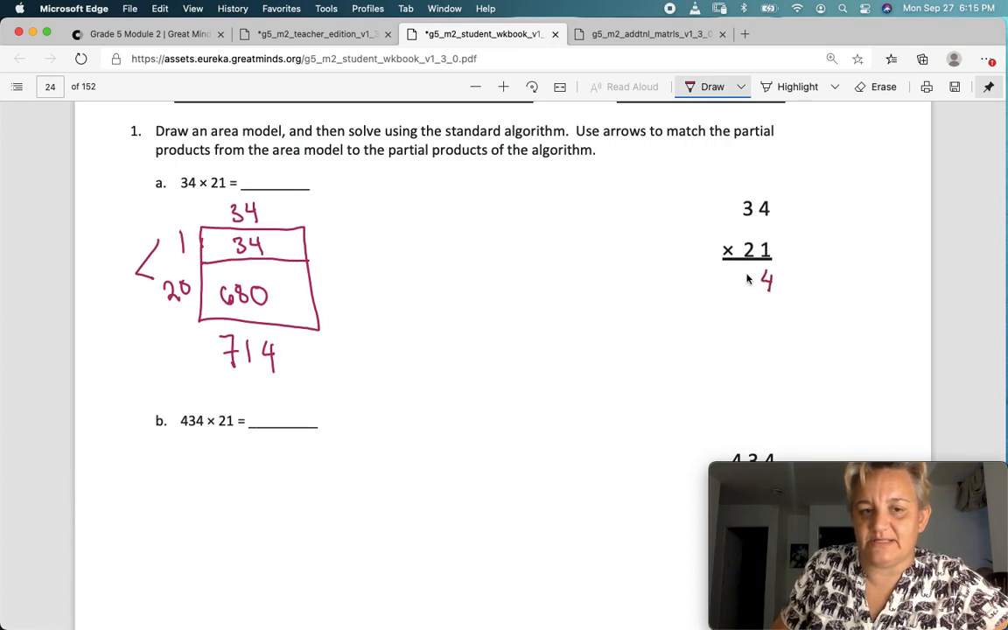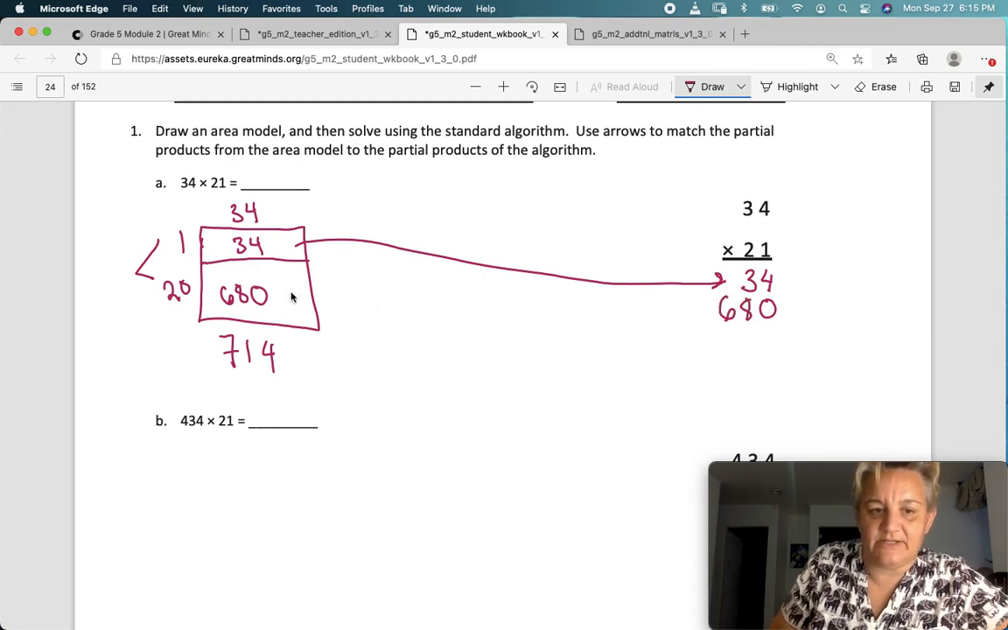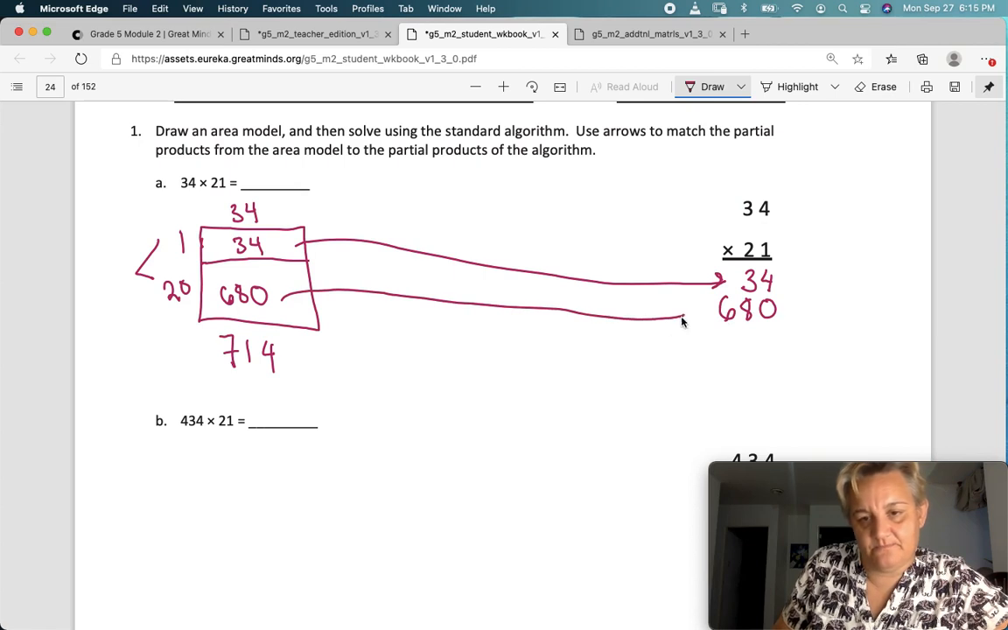1 times 3 is 3. So use arrows to match the partial products from the area model to the partial products of the algorithm. So there's this, right? Then we're going to do the next step, which is the tens. And I'm going to add a 0 because we're in the tens. 2 times 4 is 8. 2 times 3 is 6. And look at that, that's exactly the same. Okay? Then I add those together.